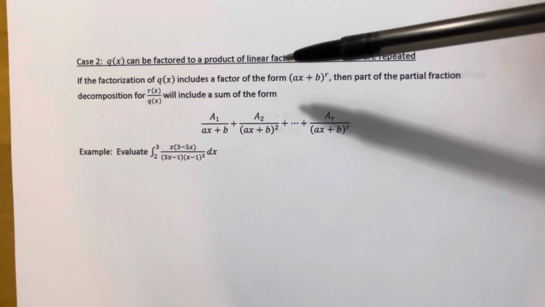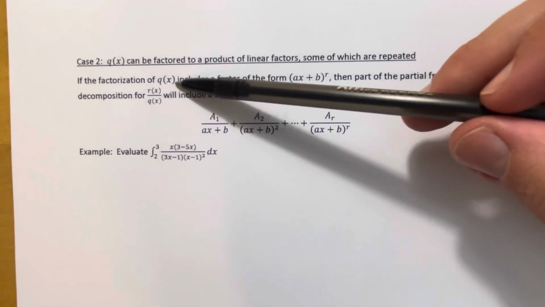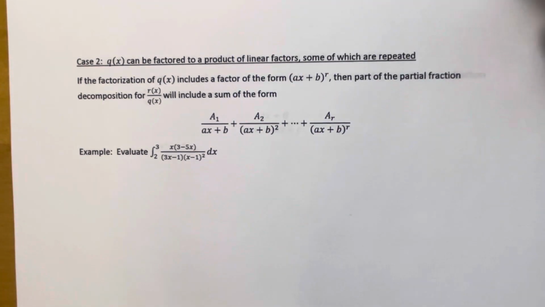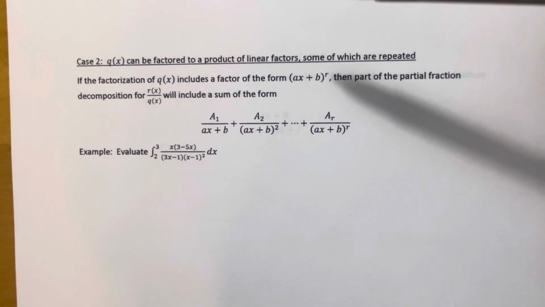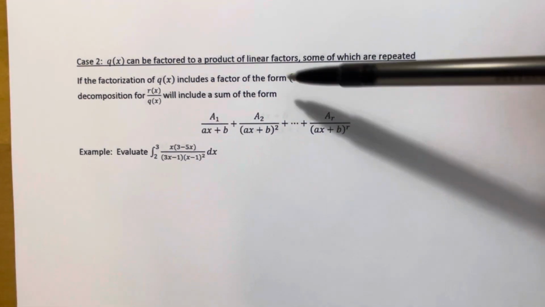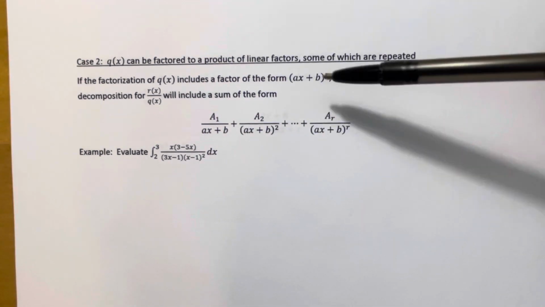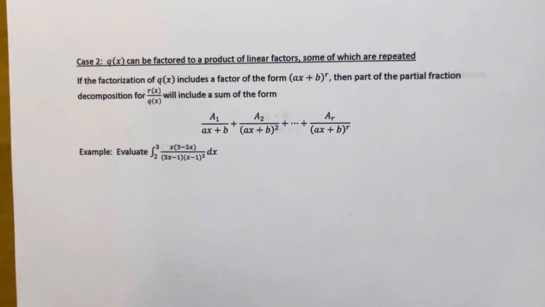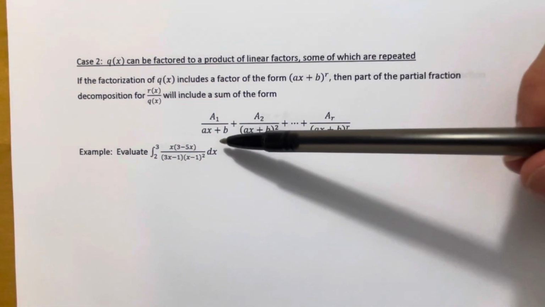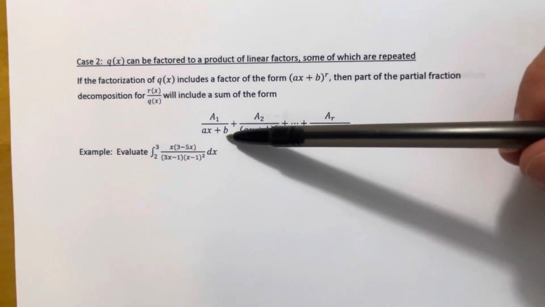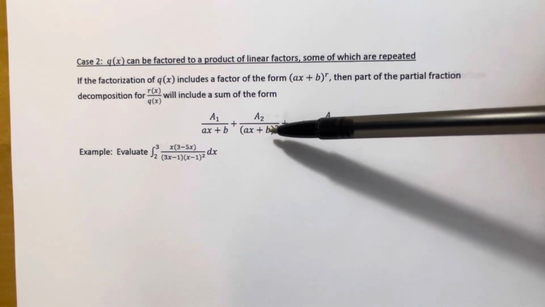So let's suppose that we have in our q of x a factor of this form, ax plus b to the power of r, where r is some positive integer that's greater than or equal to 2, okay? Then what that's going to tell us is that when we do the partial fraction decomposition of this rational function, part of the sum will look like this. Notice that I have a sum of rational expressions where I also have constants in the numerators like we did previously. But now my denominators look like this, this linear factor here, the ax plus b, but being raised to increasing powers.